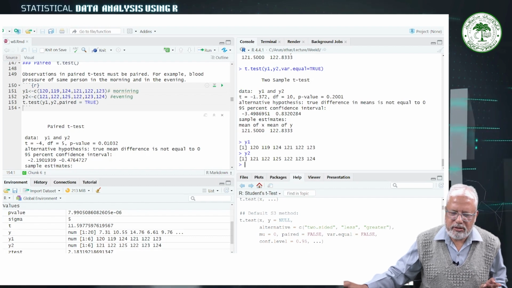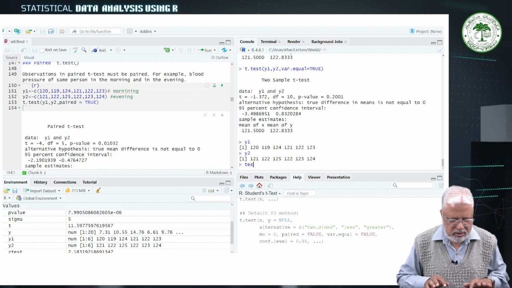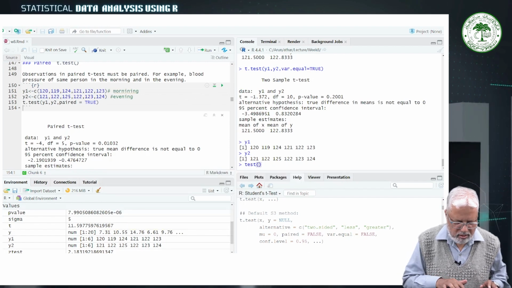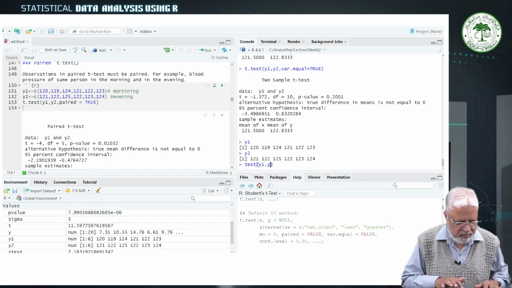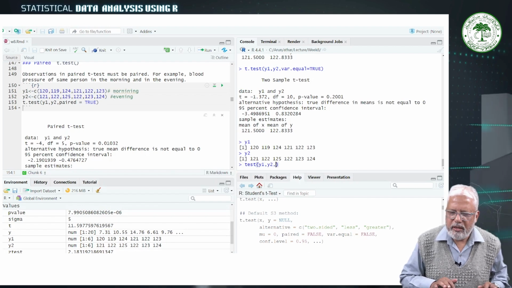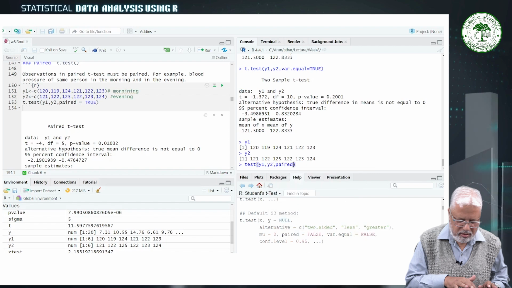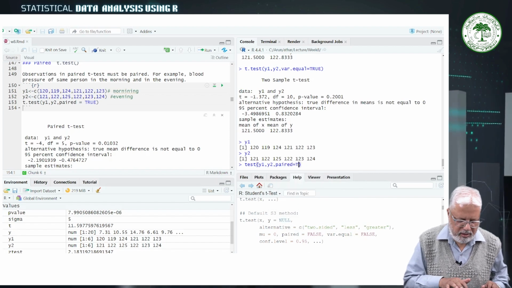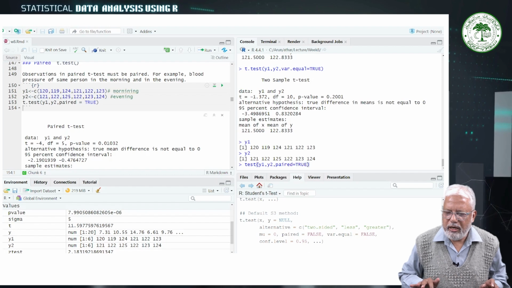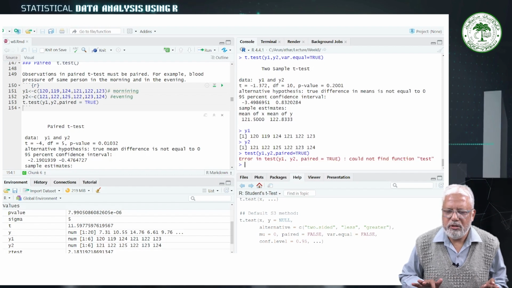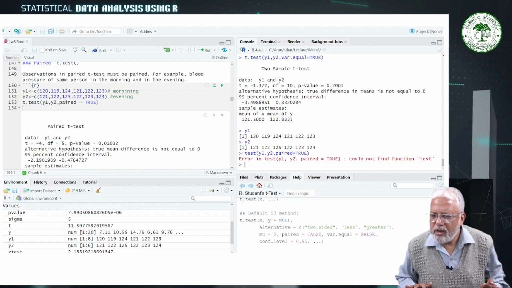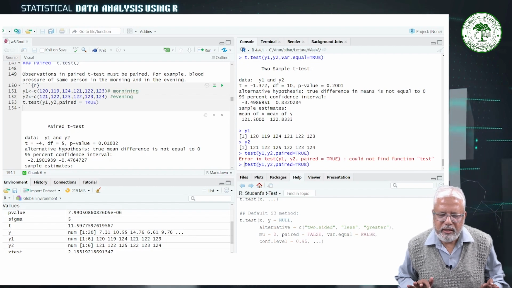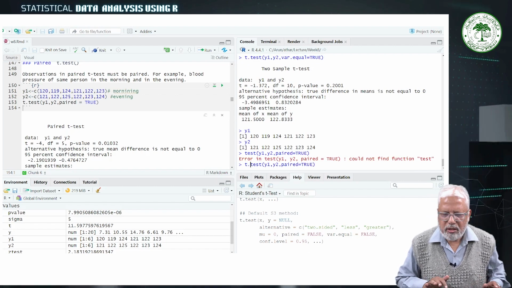Here this is the output. But the same t-test, with y1 comma y2 comma paired, implements the paired t-test. Paired is equal to true, or simply you can write paired is equal to T. So here it could not find the function, it is t.test.